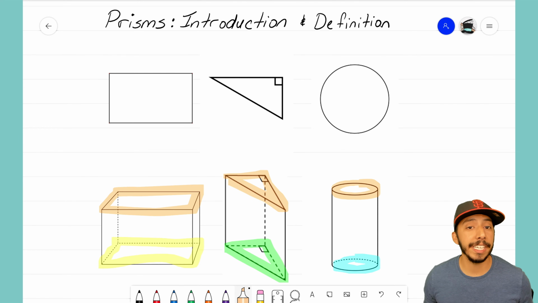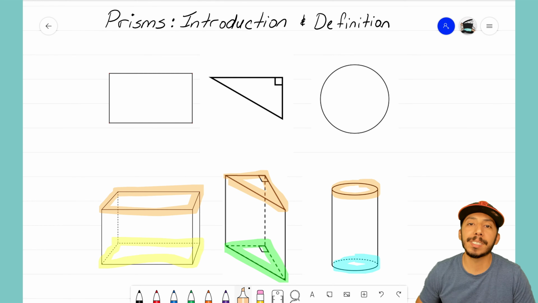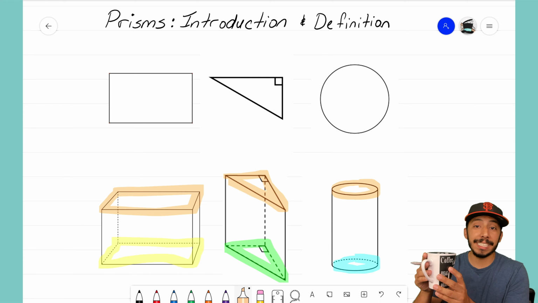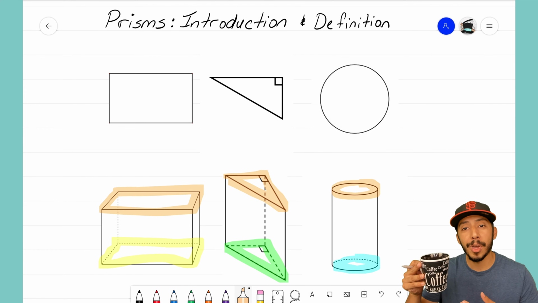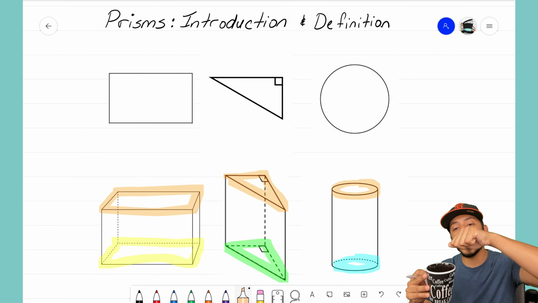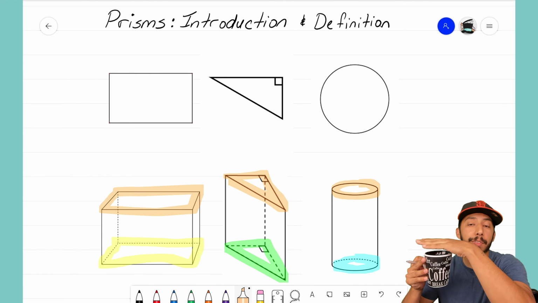Now we can do a lot of things with prisms. One of the things we can do that we can't do with a two-dimensional shape is find the volume of these prisms. Volume refers to basically filling up the inside of that prism. How much can that prism hold? For example, I have a coffee cup here. This is not a prism, but we can still use this coffee cup as an example for volume. When I have my cup of coffee and I'm pouring it in here to fill this cup up, it's filling the volume of my coffee cup.